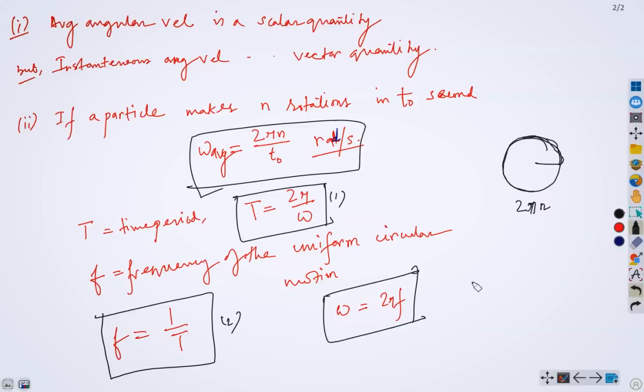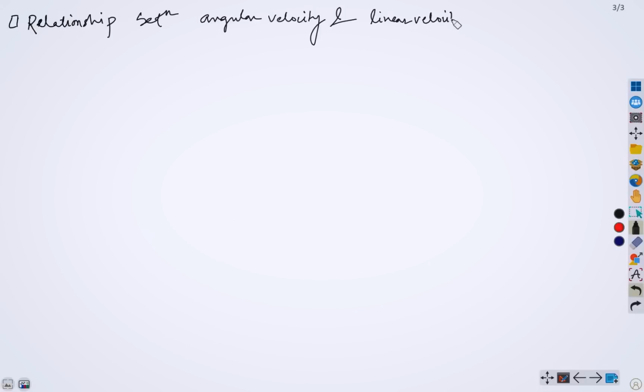Now we will discuss the relationship between angular velocity and linear velocity. Let's go to another page. So, the relationship between angular velocity and linear velocity. Now we know about linear velocity, right? We have seen that if s is denoted as the displacement of a particle and v is the velocity, we know that v equals ds by dt, right?